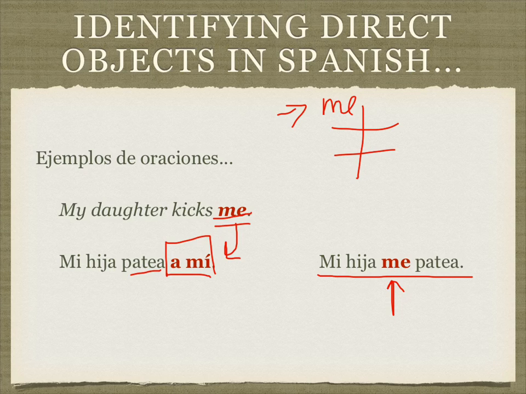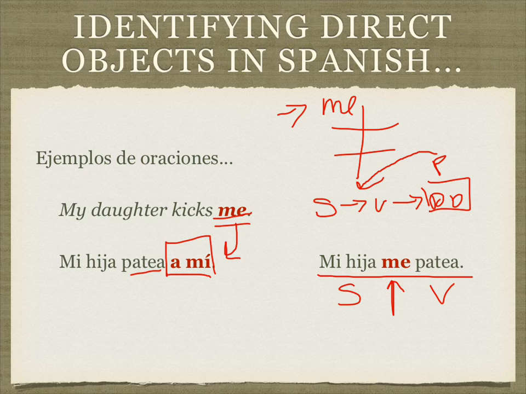This is the direct object pronoun. So typically in a sentence, we have the subject, which acts on the verb, which then acts on the direct object. But when we replace this with a pronoun, we're actually putting it between the subject and the verb. As you can see here, mi hija is the subject, and patea is the verb, and then the direct object pronoun goes before the verb. Let's look at another example.